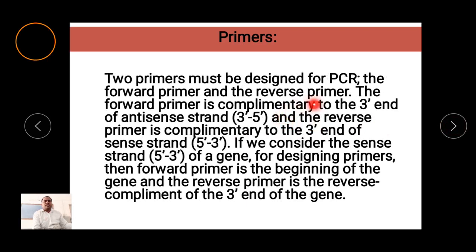There are two primers that must be designed for the PCR because the template DNA is double stranded in nature. One primer will be the forward primer and the second will be the reverse primer. The forward primer is complementary to the 3' end of the antisense 3' to 5' strand, and the reverse primer is complementary to the 3' end of the 5' to 3' sense strand. So if we consider the sense strand, that is 5' to 3' of the gene, for designing primers, then the forward primer is at the beginning of the gene and the reverse primer is at the end of the gene. Likewise, both primers have to be added at the start and end.